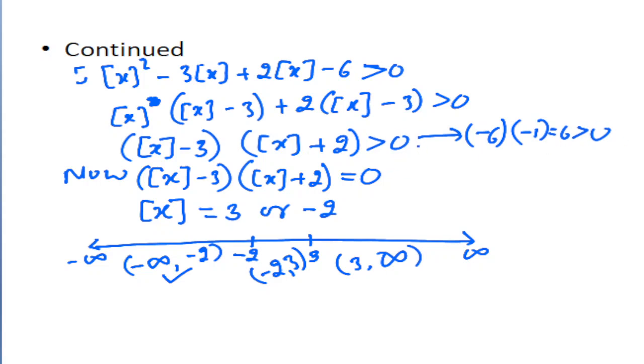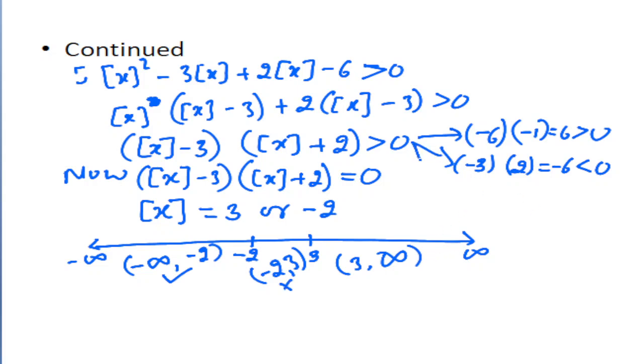Okay, and if you go with any value between minus 2 and 3, it gives 0. 0 minus 3, you are going to get minus 3. 0 plus 2, you are going to get 2, which gives minus 6, which is less than 0. So this cannot be the domain.